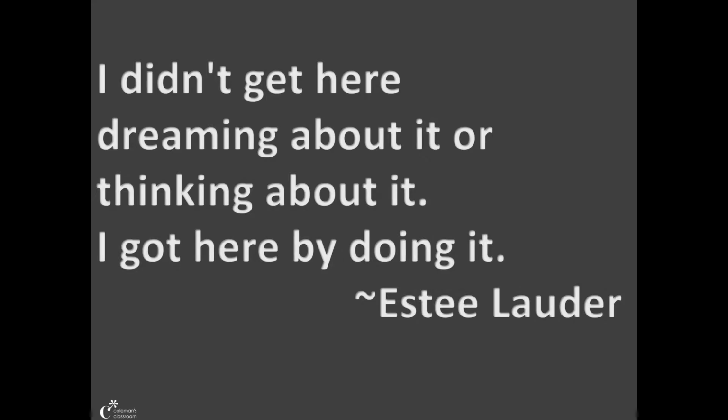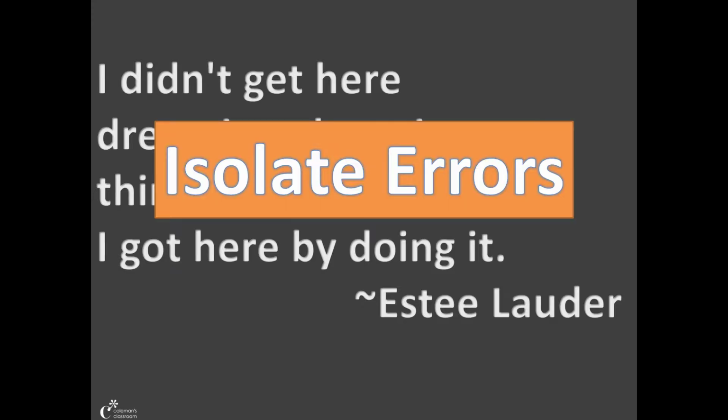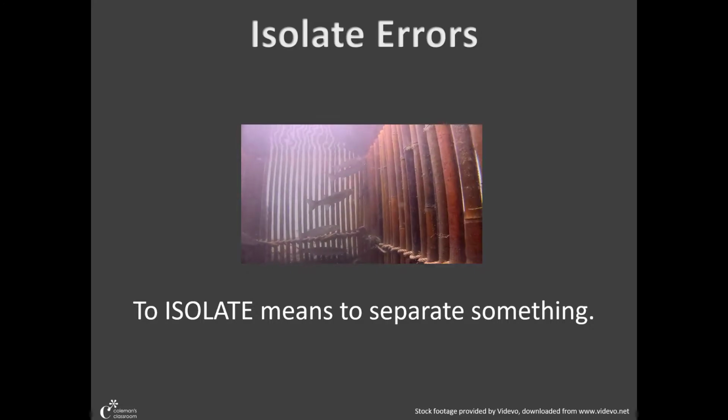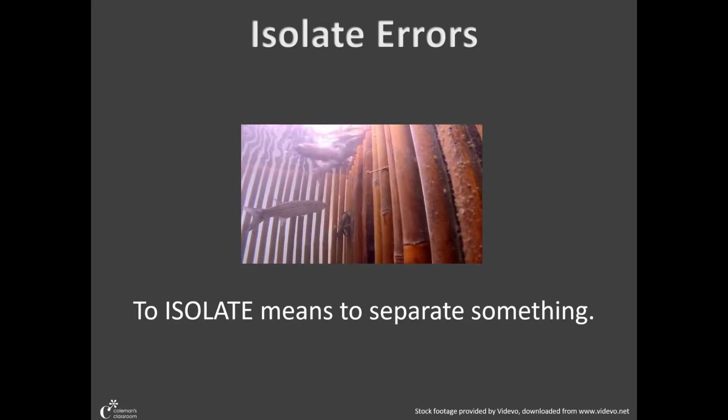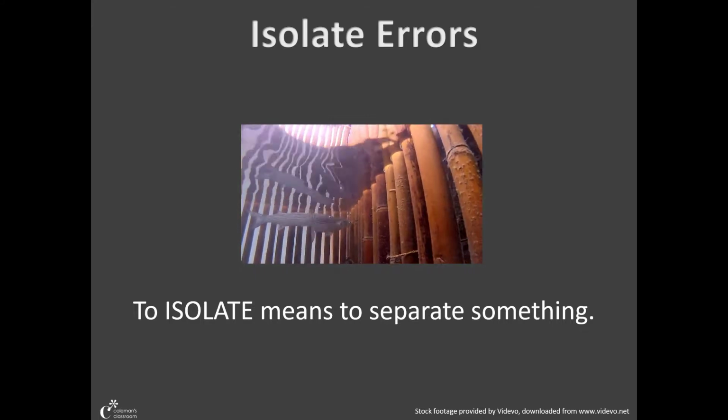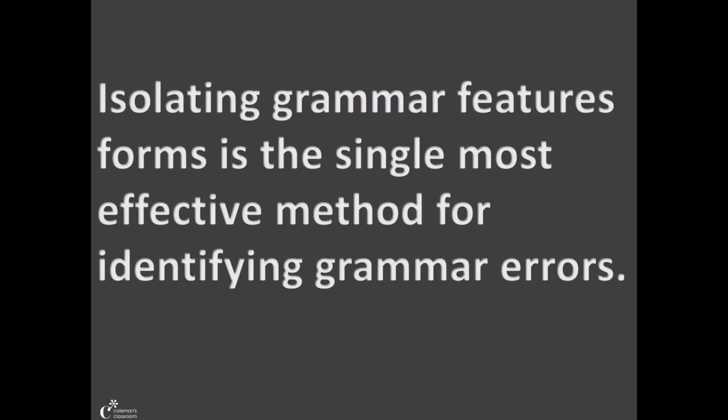Estee Lauder once said, "I didn't get here dreaming about it or thinking about it. I got here by doing it." What we want to do for the next strategy is isolate your errors. First we focus, and then we isolate them. To isolate simply means to separate. This strategy goes hand in hand with the focus strategy. After focusing, we isolate. So what does that mean?